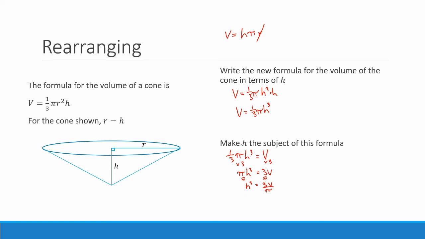Finally, we need an h by itself, not h cubed, so the opposite of power 3 is of course a cube root. So h is equal to the cube root of 3V over pi. And that is our final solution. We have h on one side, it's now the subject, and everything else is on the other side of the equal sign.